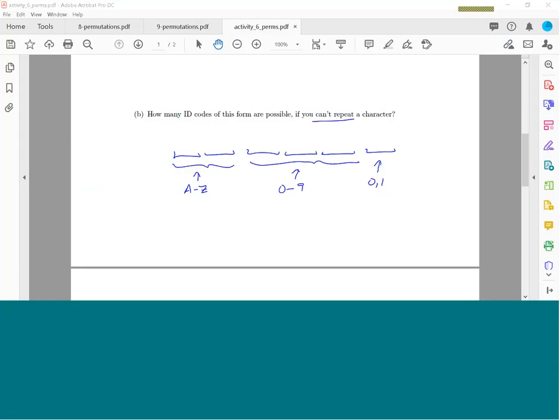Patchwork. All right. So the first 2 positions were allowed to be any 2 capital letters. The next 3 positions were any digits, 0 through 9, and the last position was either 0 or 1. The difference here of 1B versus 1A was you couldn't repeat anything.